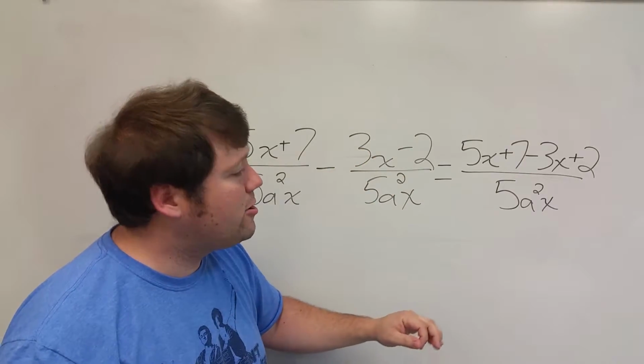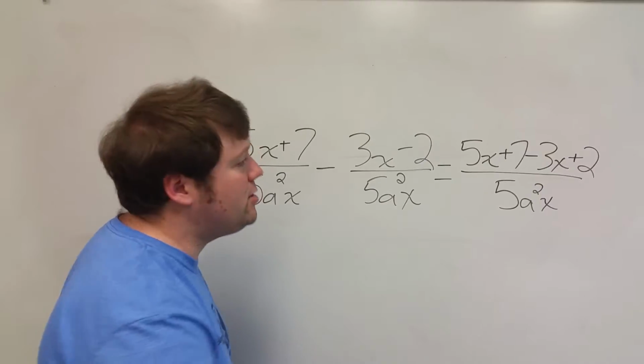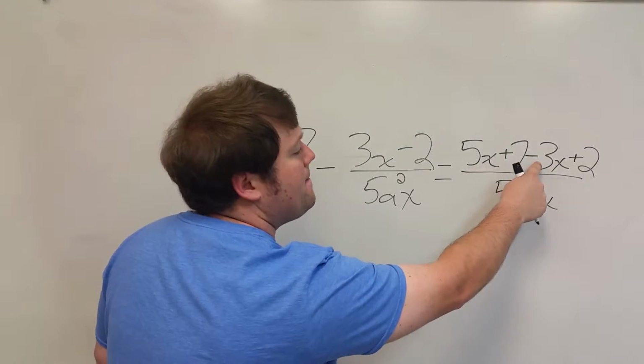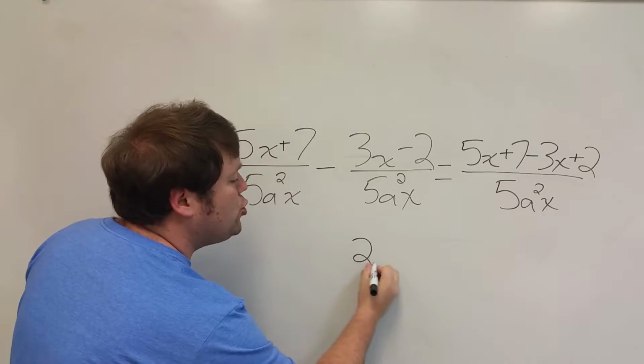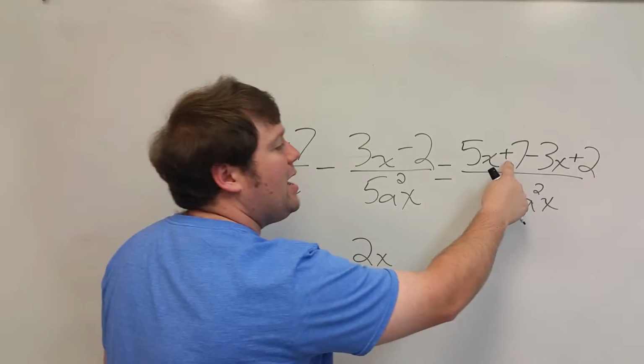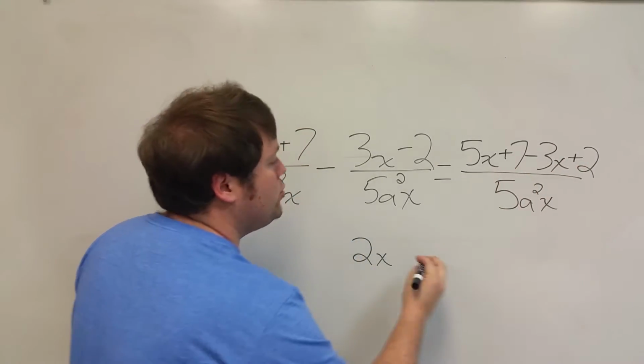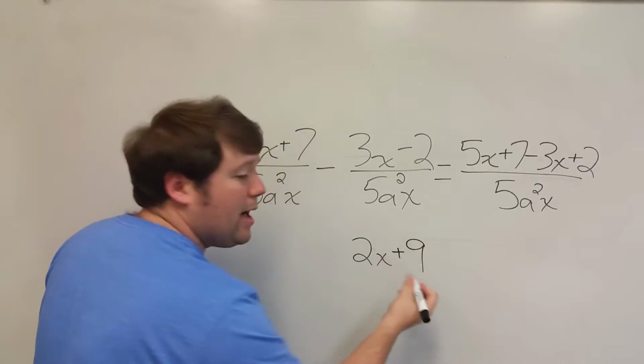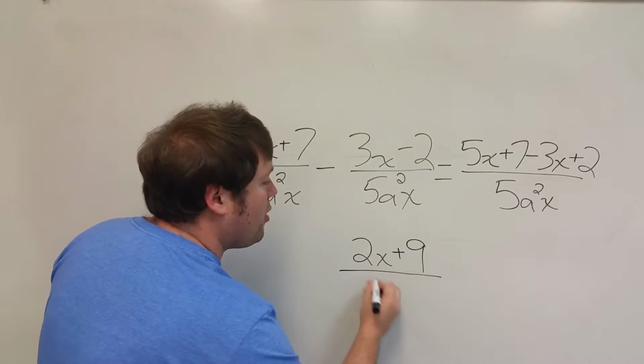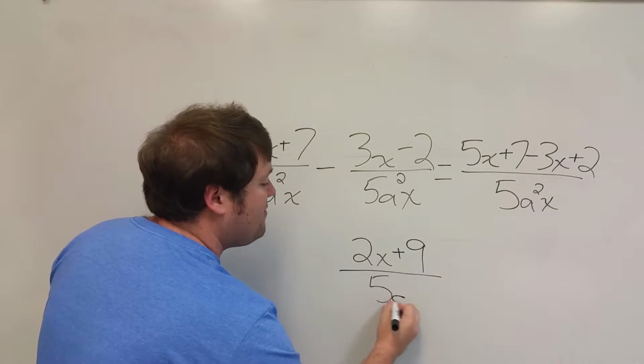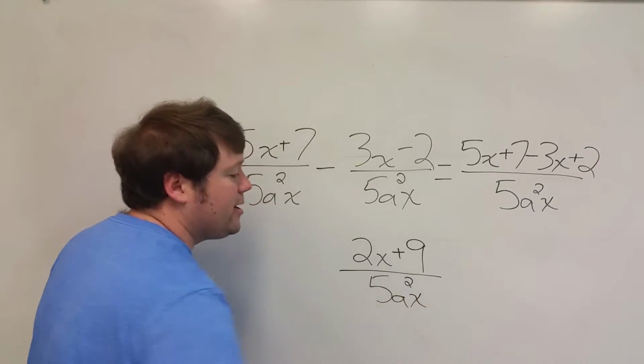Now, just like we did on our other example, we should combine the like terms. We have 5x minus 3x, that equals 2x. And we have positive 7 plus 2, and that equals positive 9, plus 9. Still over our same denominator, 5a squared x.